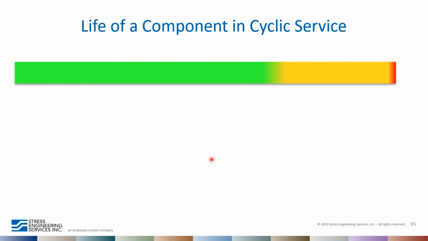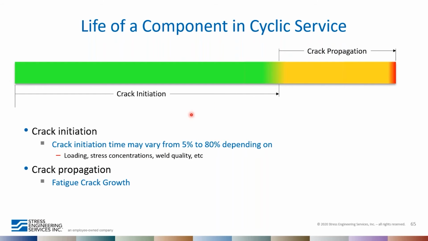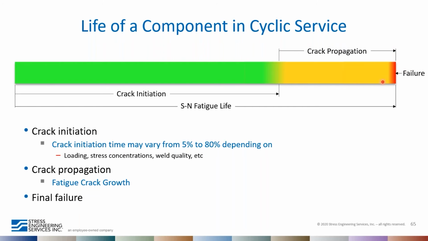When we think about the fatigue life of a component in cyclic service, there's potentially a long period of crack initiation. This may vary from component to component, from 5 to 80% of the life of the component, and is influenced by things like the loading, the stress concentrations, and the quality of the weld in the component. At some point, a crack nucleates and begins to grow. At this point, fatigue crack growth comes into play, which we're going to talk about today. As the crack progresses, eventually it becomes large enough that it becomes critical and you have a final failure. So the total of this spectrum is the SN fatigue life.